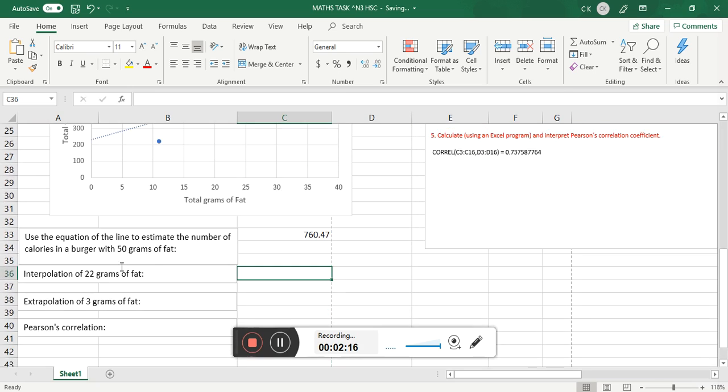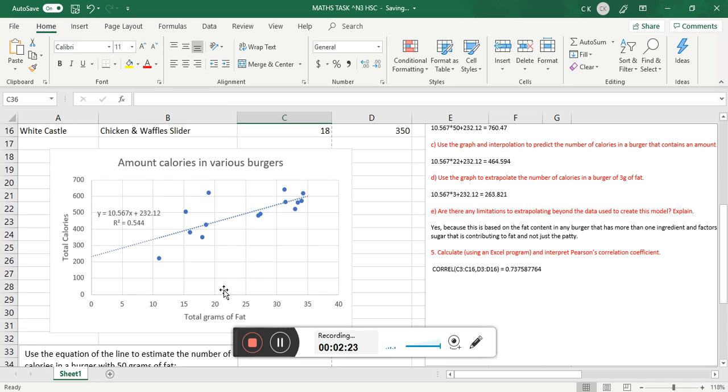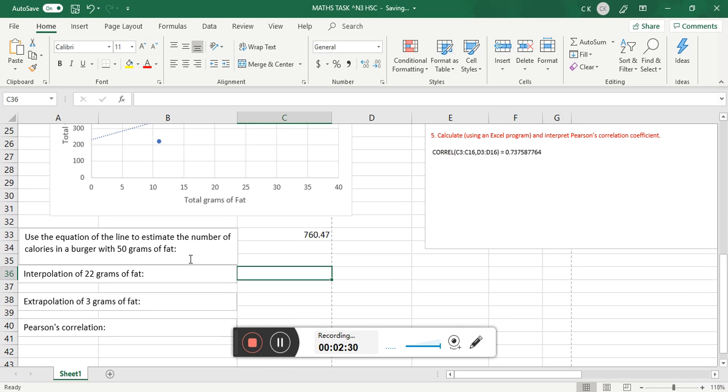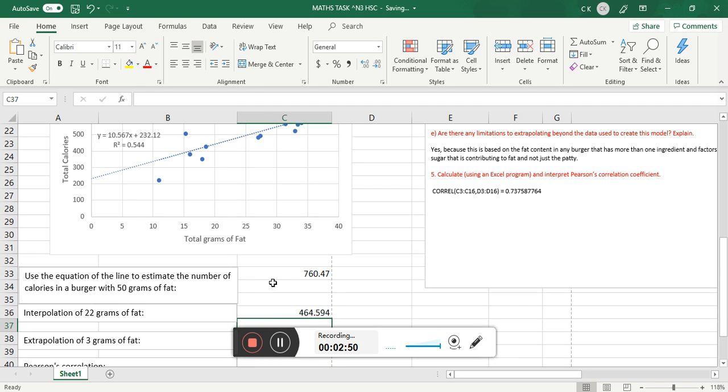We also have to interpolate any number of calories of our choice within the set. So I'm going to use 22. So 22 will be around there. If we use the equation of the line and substitute x with 22, we could find the answer as well. So we're going to do 10.567 times 22 plus 232.12, enter. So we can estimate that it's going to be around 464.60 calories.